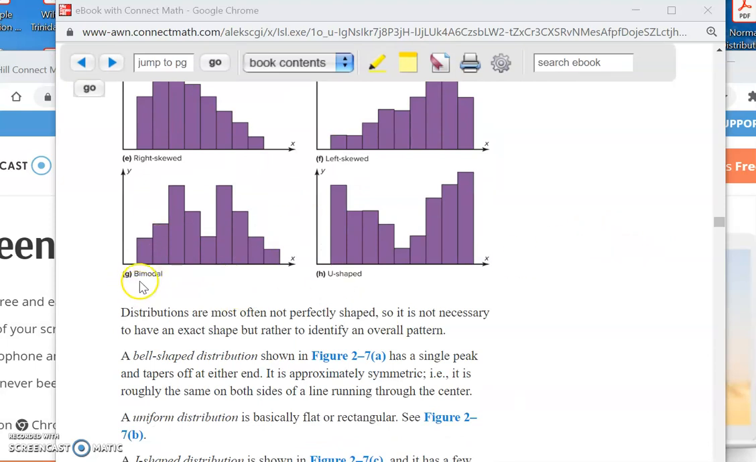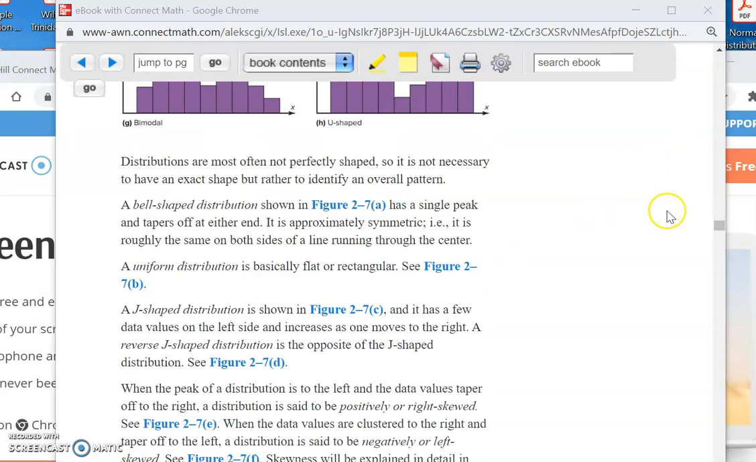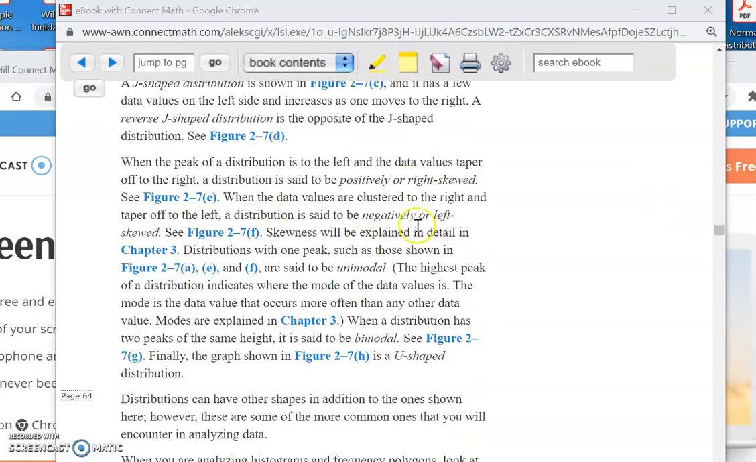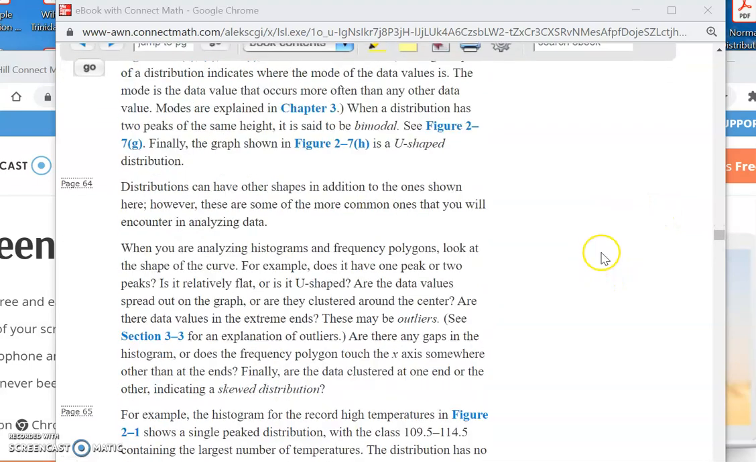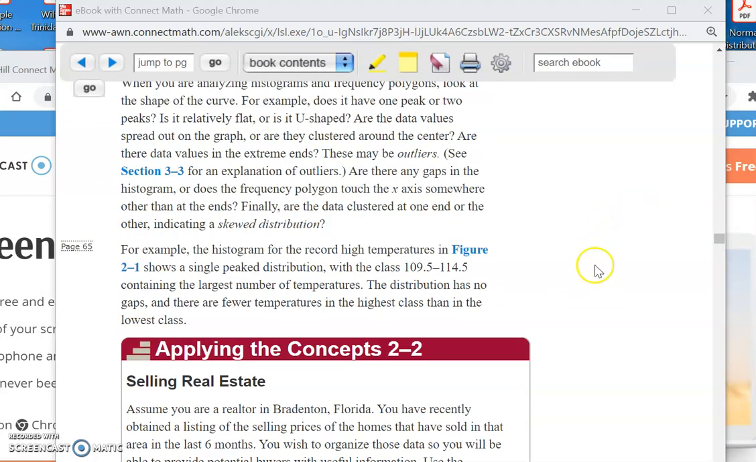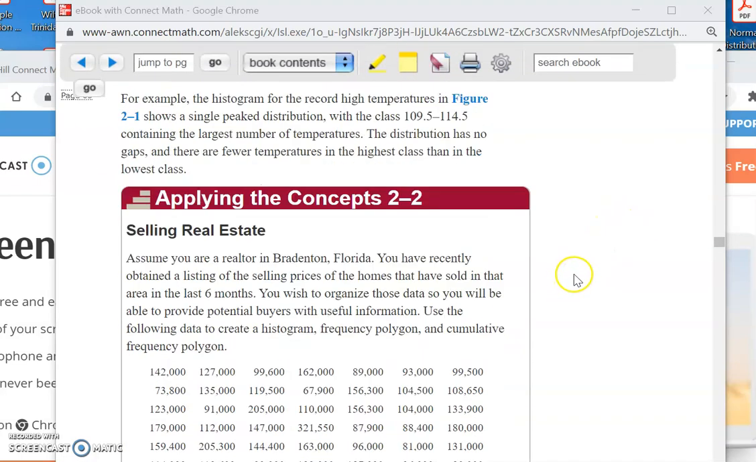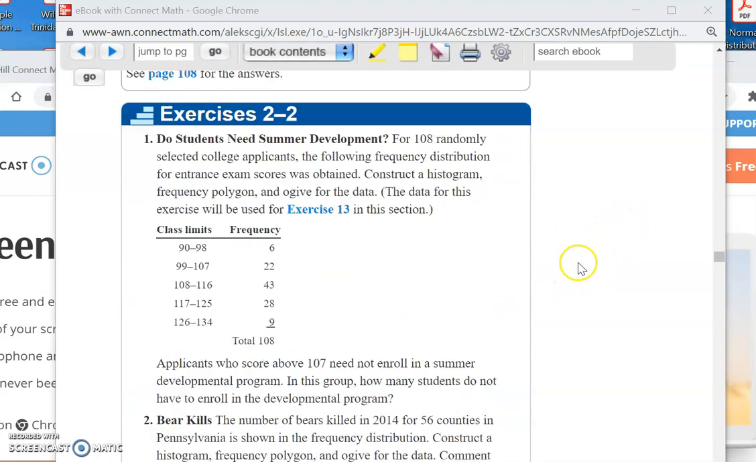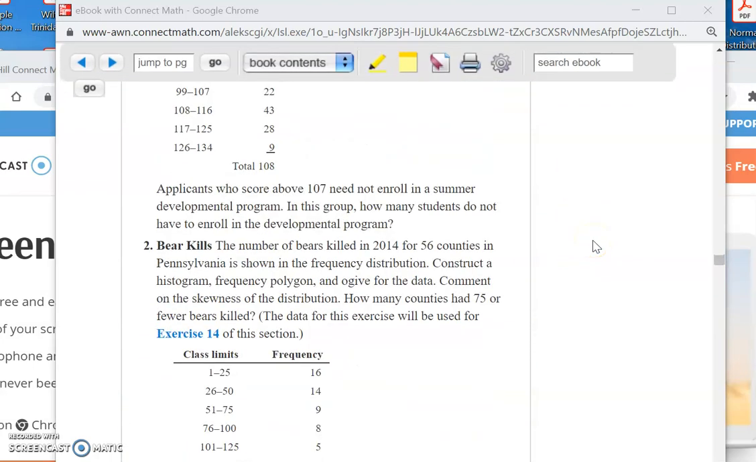Bimodal, that one's easy to remember because bi means two, and the mode of something is the most common occurrence. Well, here we have two common occurrences. And then U-shape, boom, looks like that, okay? All right, so I'm going to let you look at those, read the information here, but that's not very mathematical. That's just some definitions. Okay, so that's the end of section 2-2.